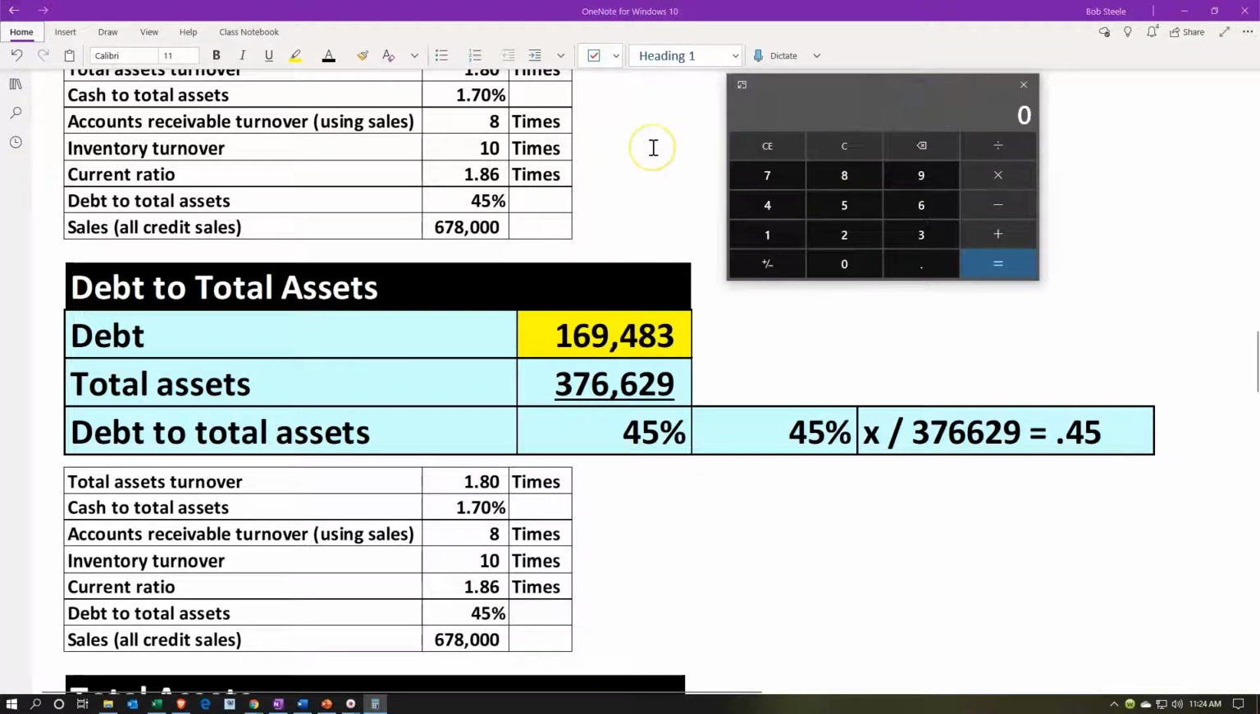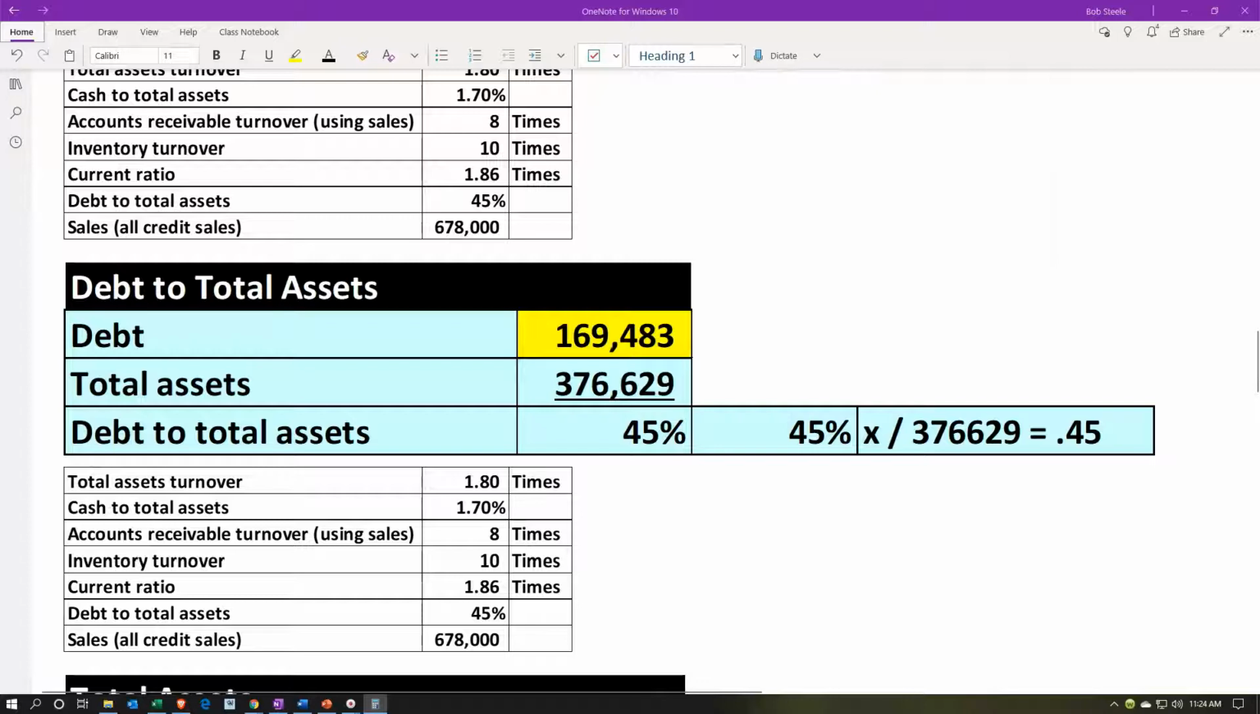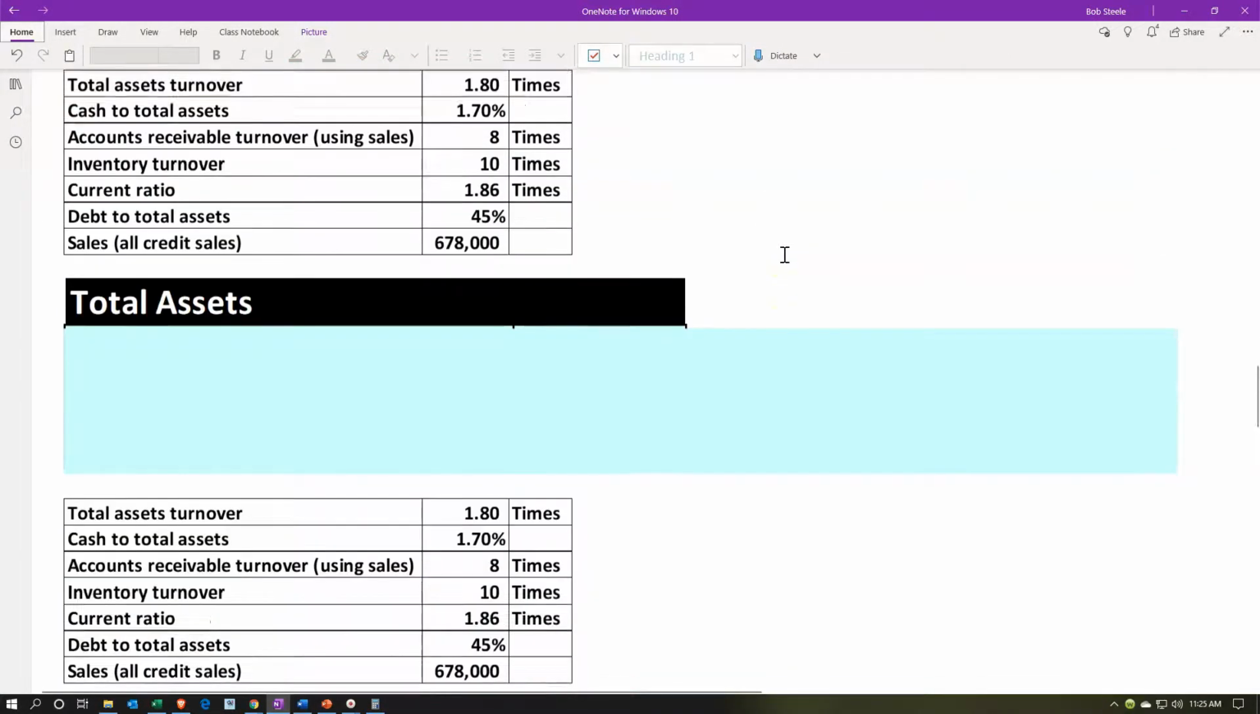Now, if I was to double check it, 169,483 divided by the 376,629, if we move the decimal over, is going to be about 45%. So again, always dealing with rounding in these types of problems in some way.